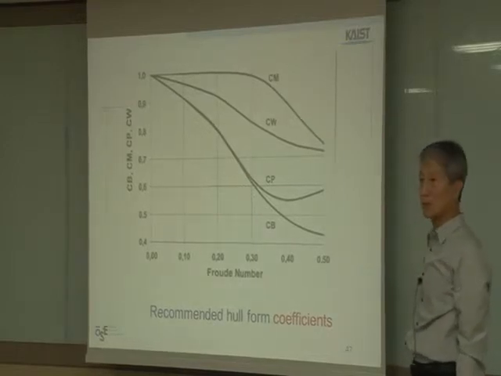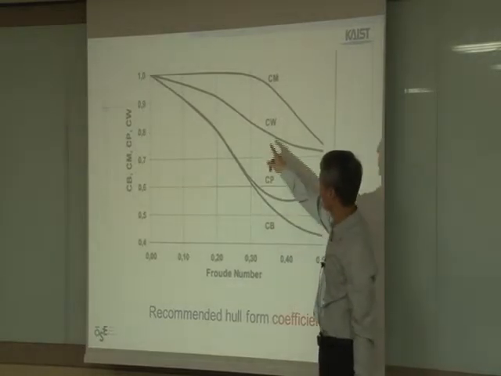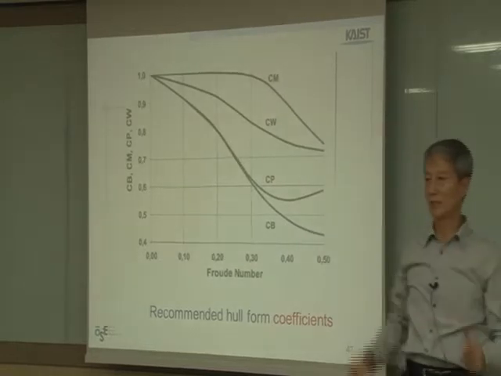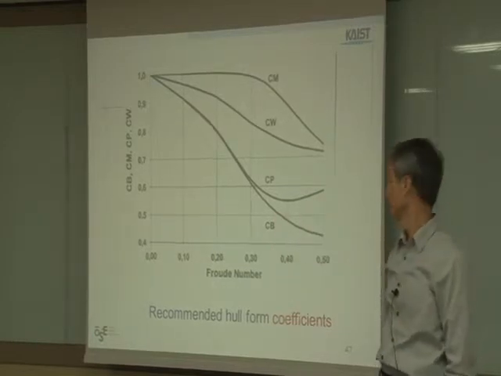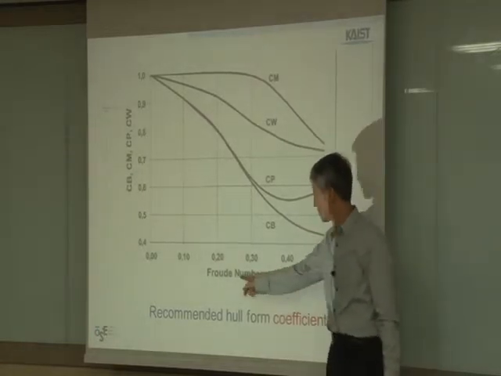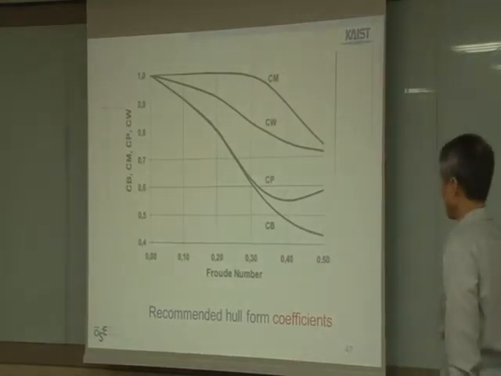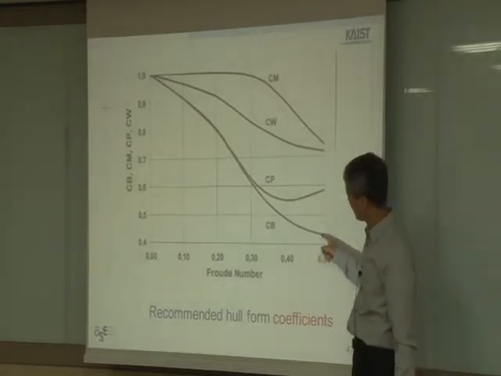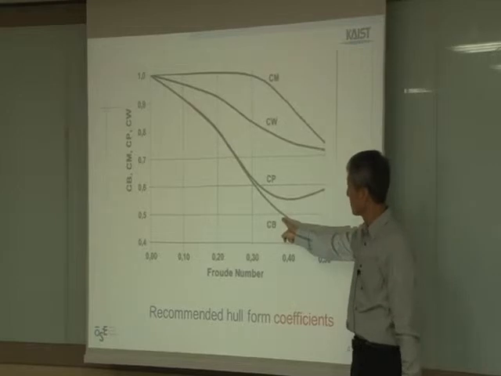Recommended hull form coefficients. Block coefficient, prismatic coefficient, waterplane coefficient, midship coefficient. These are shape coefficients to measure the slenderness and fullness of the ship. The most important one is CB. And Froude number measures the speed of the ship. A high Froude number means a high-speed ship, and you can see that the block coefficient should be lower for a high-speed ship. As the Froude number increases, the block coefficient goes down.